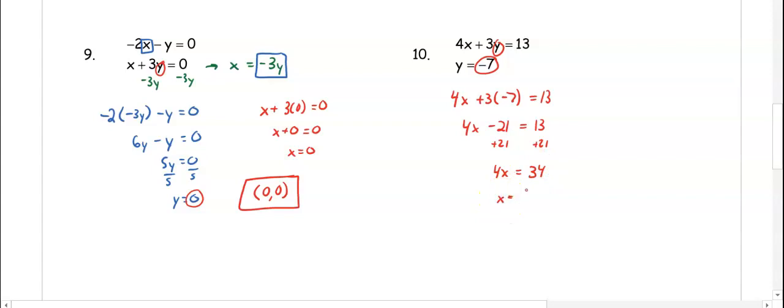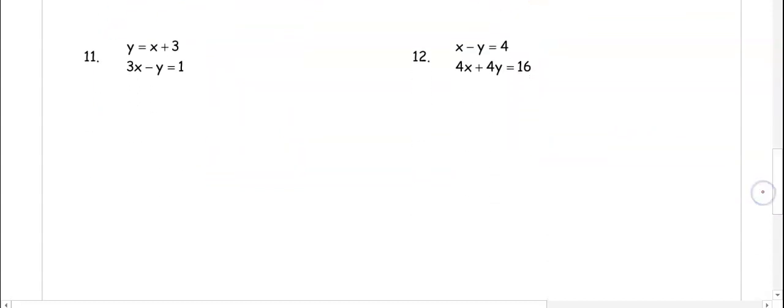When we solve, we get x is 17 over 2 when we reduce our fraction because we divide by 4. So we get 17 over 2 for x. So we would have 17 over 2, comma, negative 7.